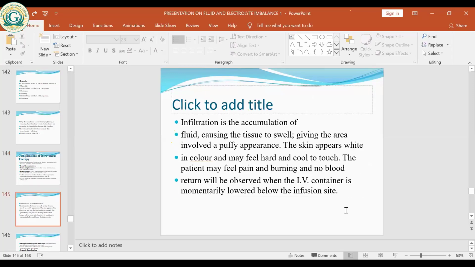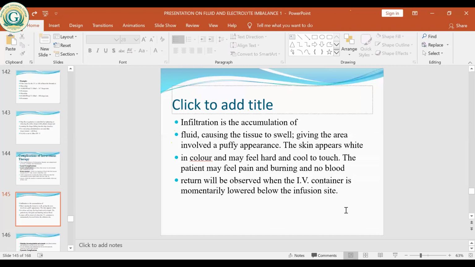Then we mention infiltration. It is the accumulation of fluids causing the tissue to swell, giving the area involved a puffy appearance. The skin appears white in color and may feel hard and cold to touch. The patient may feel pain and burning, and no blood returns when you remove the cannula. Observe when the IV container is momentarily lowered, you don't see blood coming out. All the area is occupied with fluids.